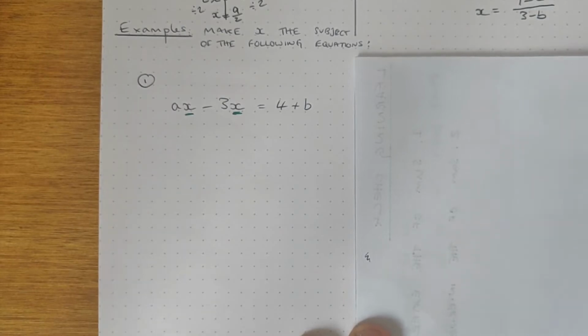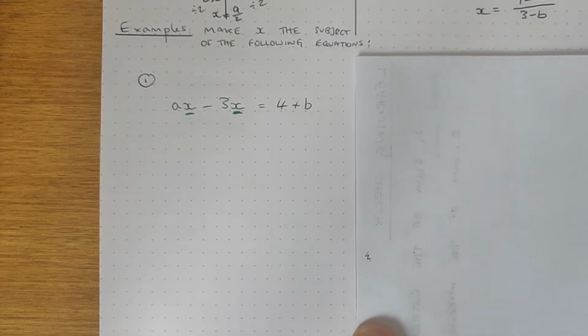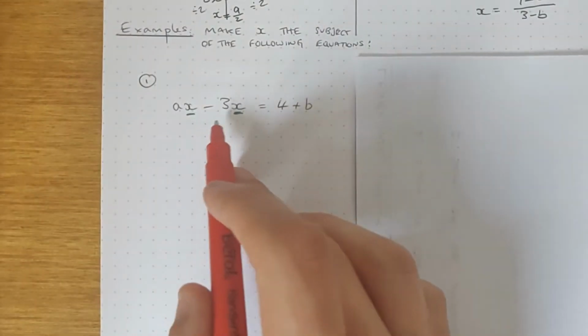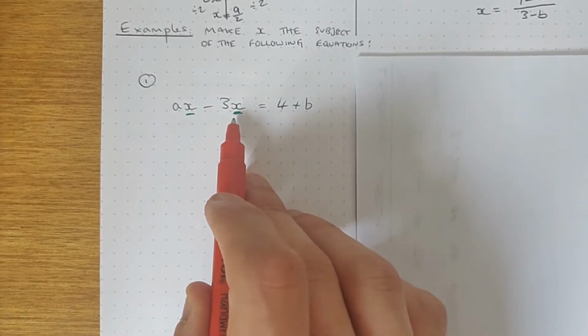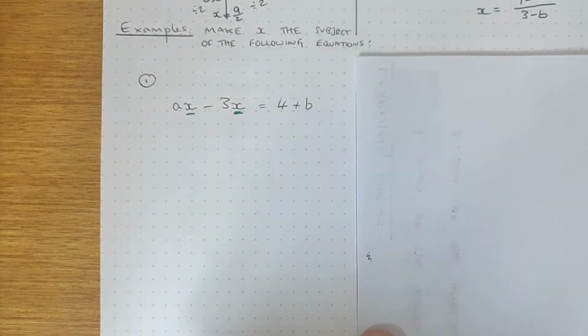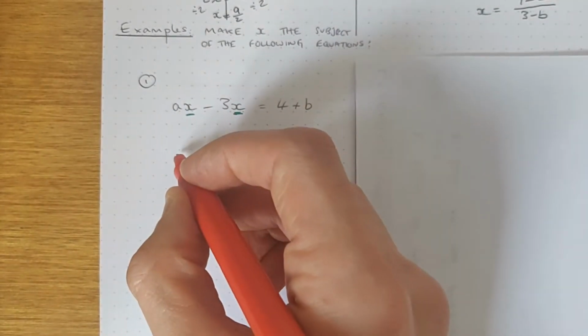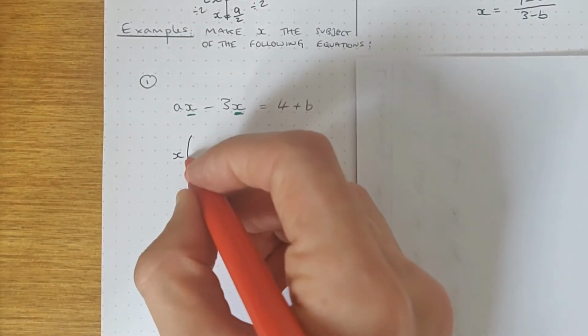I know that what I want to get to, my end point whenever I'm rearranging equations, is to isolate what I want the subject to be. So in this case, I want to isolate the x. To do that, this is where I'm going to use my factorisation. What I can do is I know that these 2 terms, ax and 3x here, have both got a common factor of x, and so I can bring that x outside of a bracket.